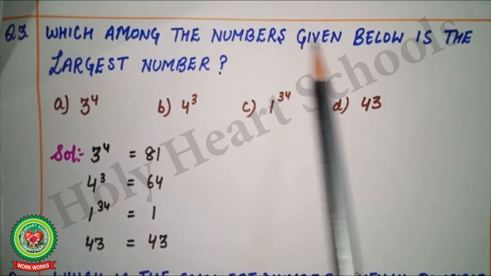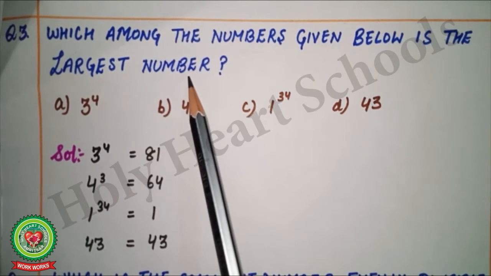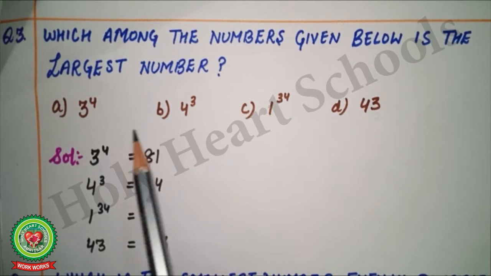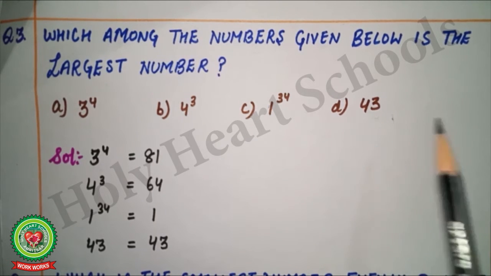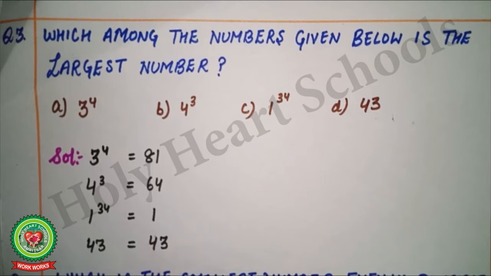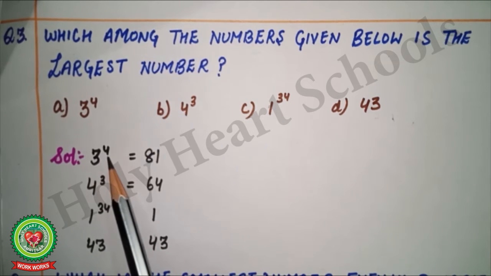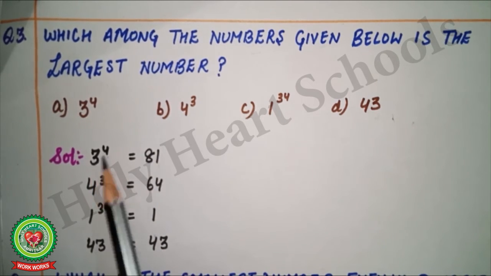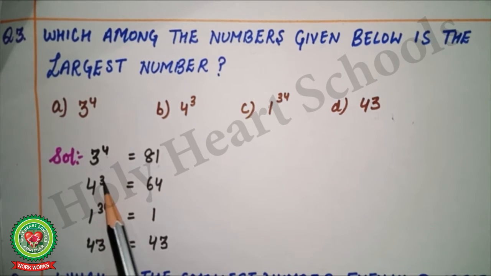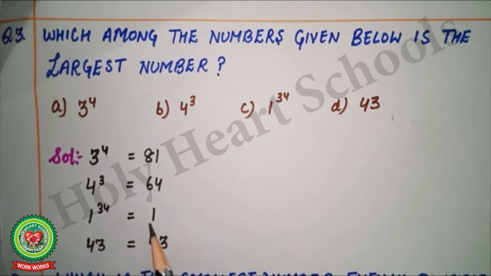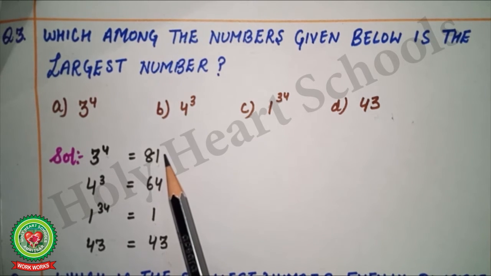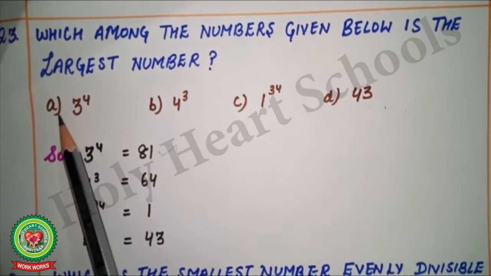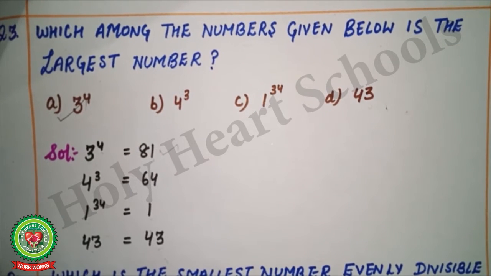Which among the numbers given below is the largest number? So here we are given some options. Out of these options we have to choose the answer. So we will solve it over here and check which is the largest number. So 3 raised to power 4 means 81. We will expand 3 four times and we will get 81. 4 raised to power 3 means 64. 1 raised to power 34 means 1. And 43 raised to power nothing means 43 raised to power 1, which would be equal to 43 only. So out of these numbers, which is the largest number? Here we have 81, right? So the answer would be A, that is 3 raised to power 4, right?